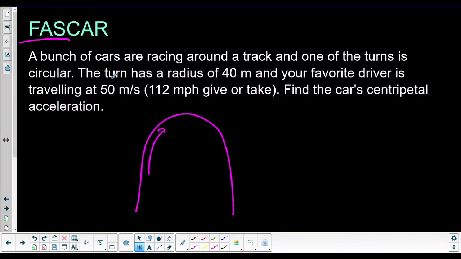The turn has a radius. Ooh, that's an important word. So from the center of the thing, so like right here to here, this is 40 meters. And your favorite driver is traveling 50 meters per second. It says so on the little heads up display thing.